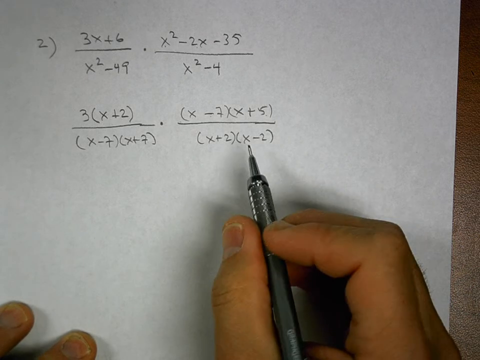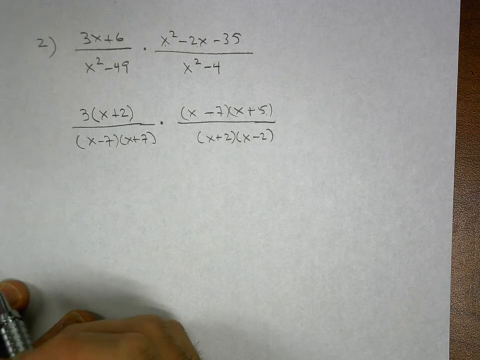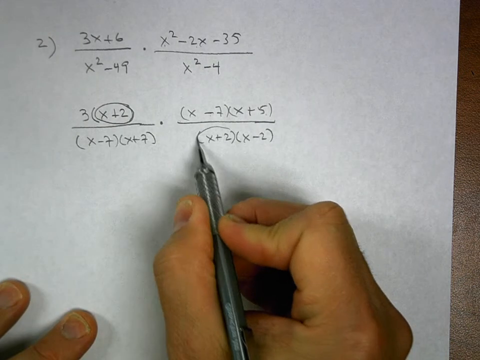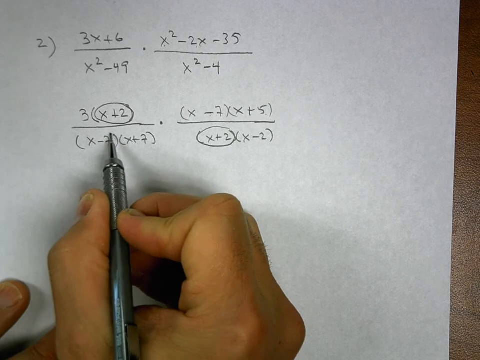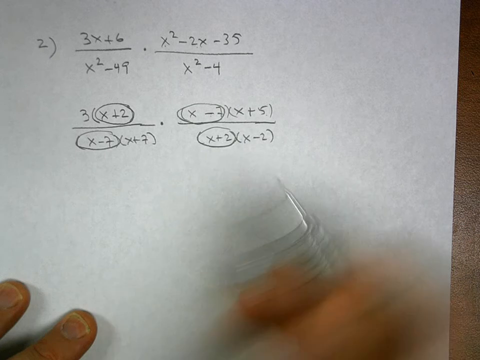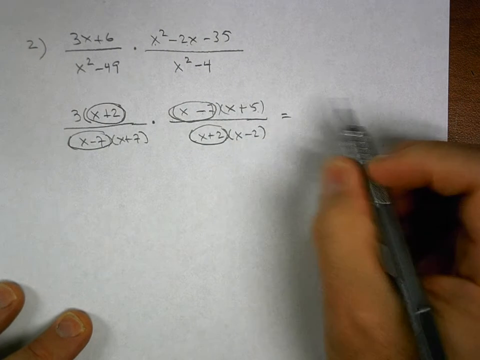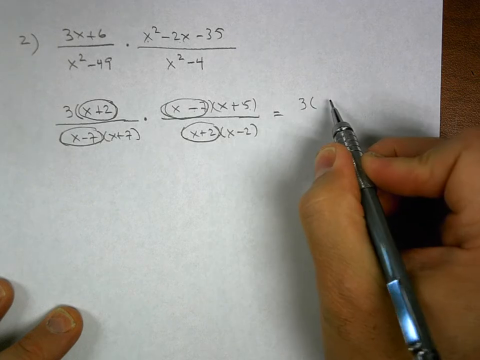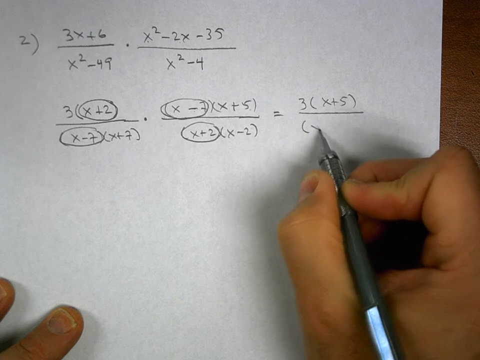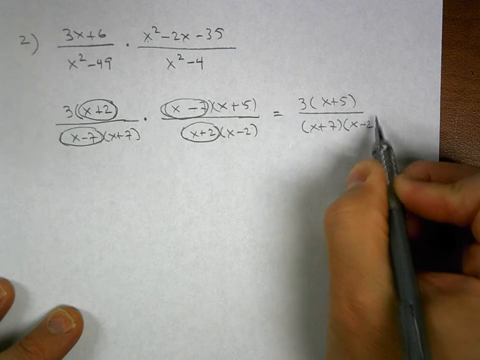Everything's factors now. Can we reduce? You could take out the x plus 2. And then you could take out x. So x plus 2 is gone. And the x minus 7, that's gone. And then we just rewrite what we have. So what do we have left? 3 times x plus 5 over x plus 7 x minus 2. There we go.